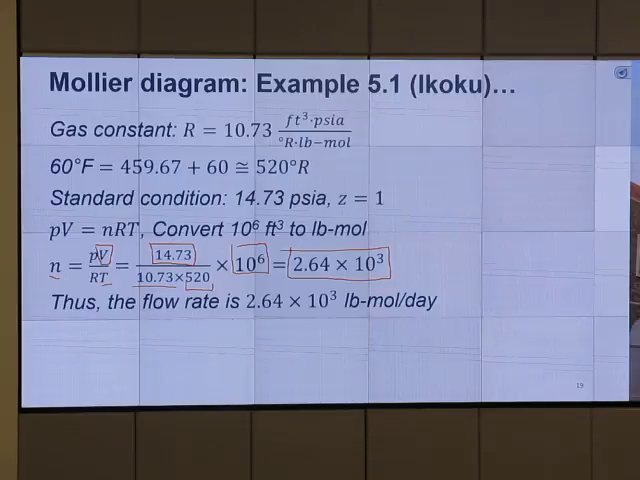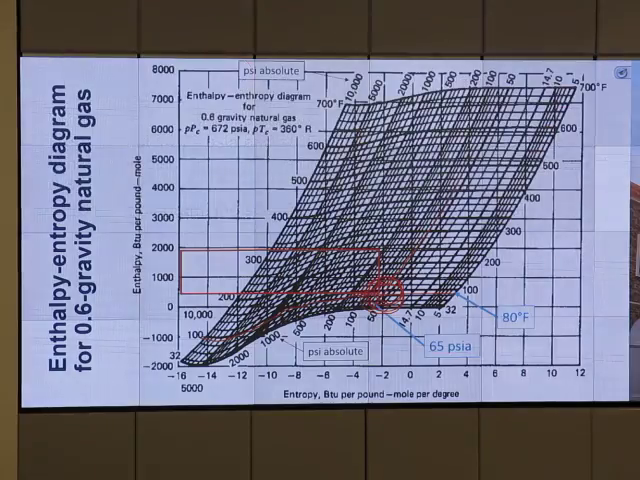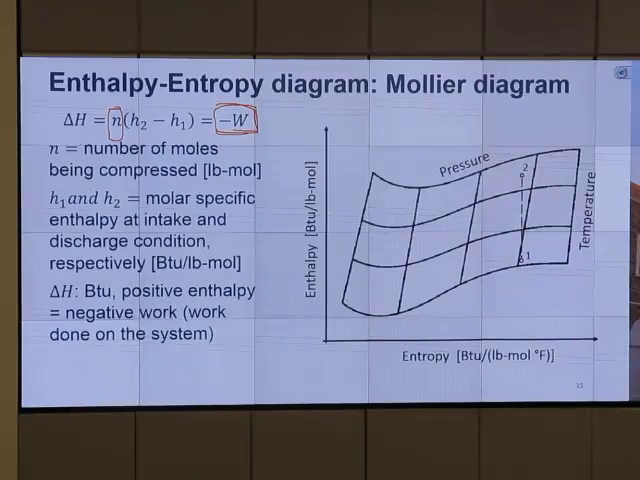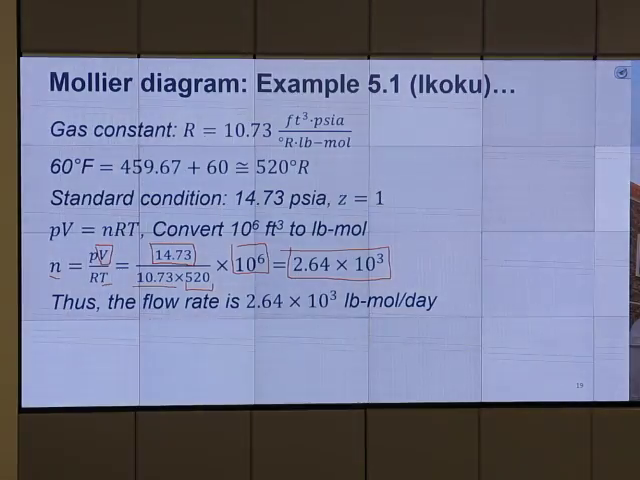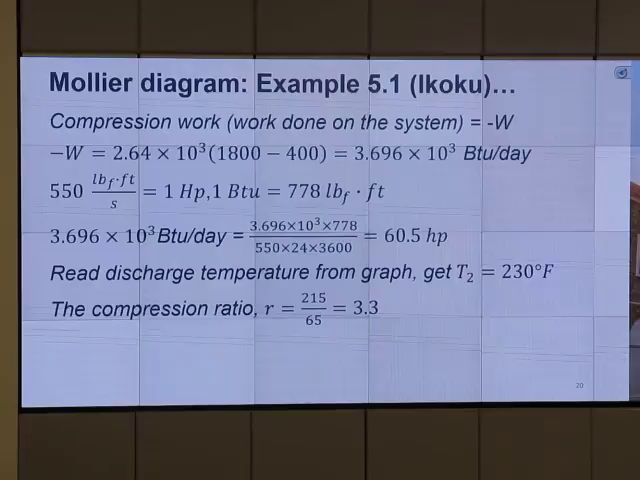Next step, I have to multiply by delta H. Okay? Because my equation looks like that. N delta H equal to minus W. Okay? So I get N. And now I have to calculate the compression work, the work done by the compressor on the system. So I use N multiplied by delta H. So I get that many BTU per day. Okay, it's not a horsepower yet. Sad, right? We do many things but we don't get the answer. A little bit more, okay?